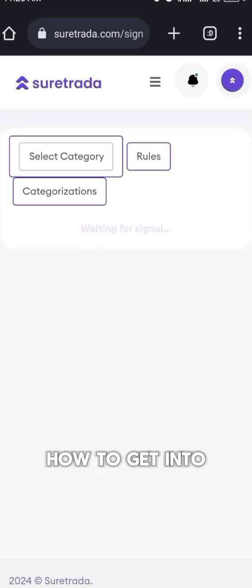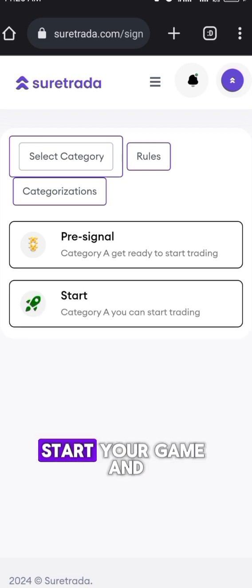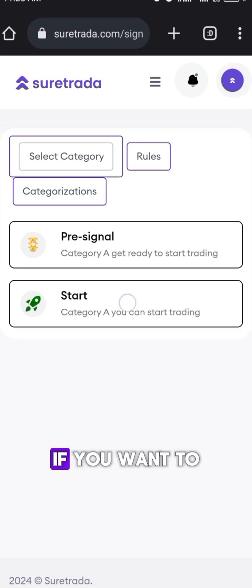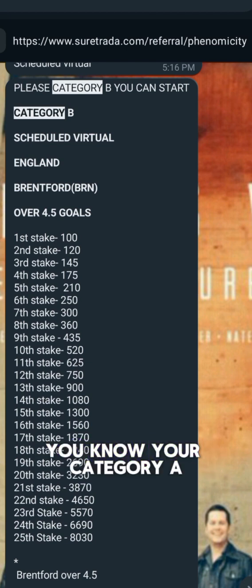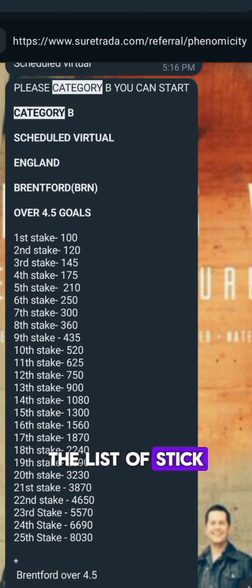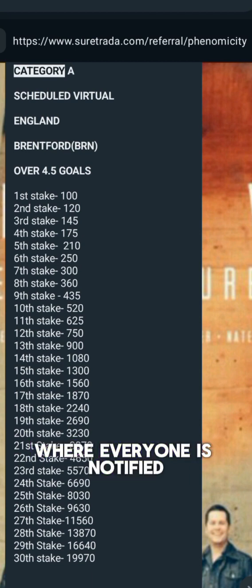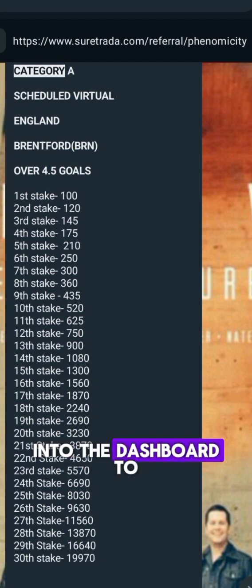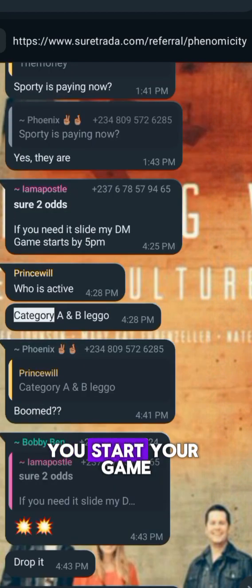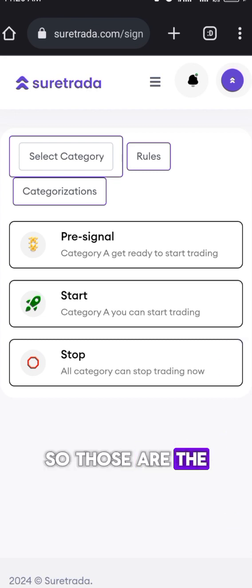How to get into the system, get to your 4.5 signal, see the signals, start your game. Then you jump into your WhatsApp group if you want to ask any further questions. You can also get the stake list, right? You know, your category A, the list of stake to make, category B and category C, the list of stake to make. And yes, the pre-signal comes from the WhatsApp group where everyone is notified either by a message or by a call, and then you go into the dashboard to check for signals. And once it starts, you start your game. And when there's a boom, you stop your game. So those are the steps involved.